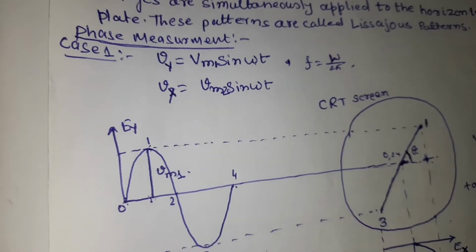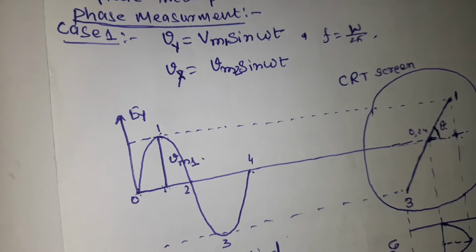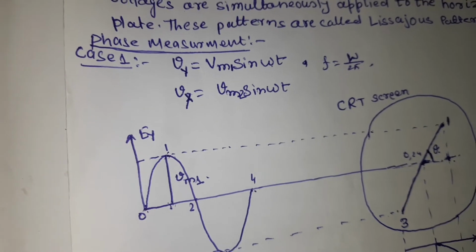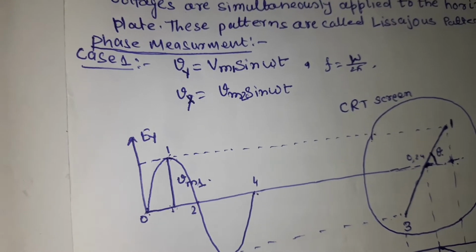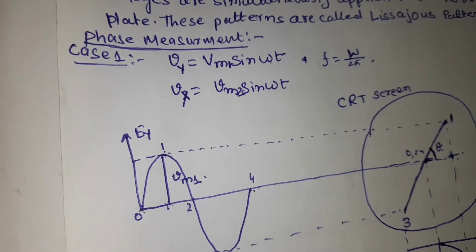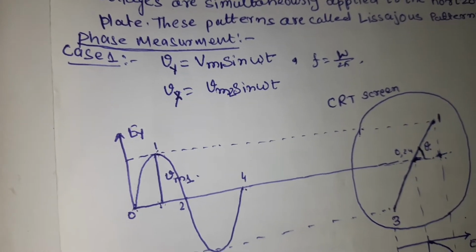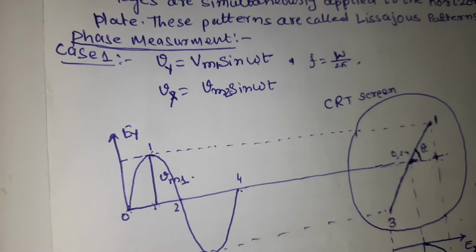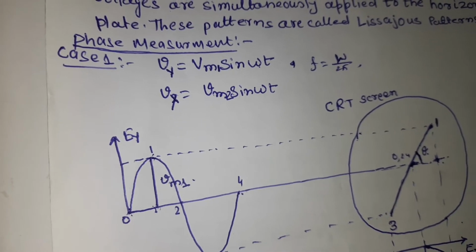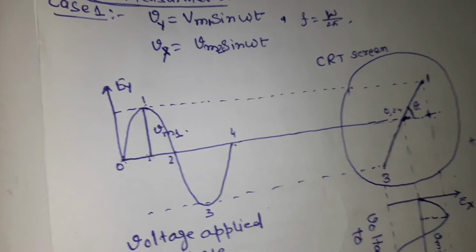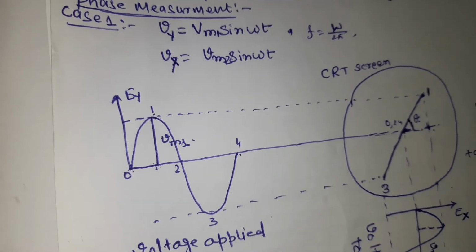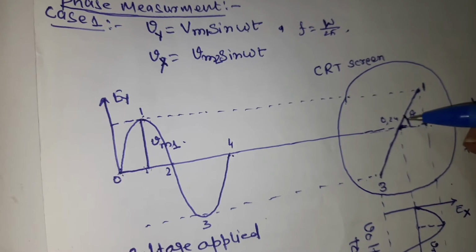for the measurement of phase shift, you have to note that when you apply the two voltage sources across the X plate and Y plate, we must consider that the frequency of the two signals must be the same. Otherwise, we will not be able to measure the phase difference between the two signals. So the first condition for the measurement of phase using CRO is that the frequency of the two signals must be the same.